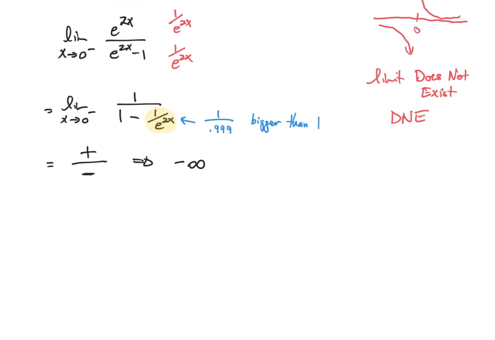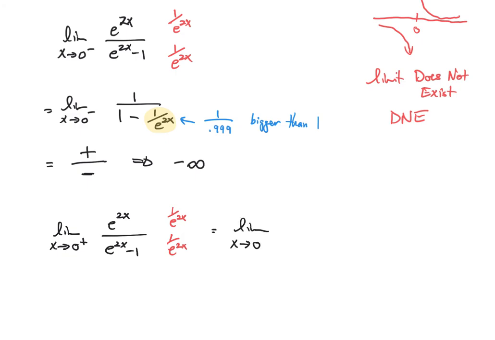Let's take a look and see what happens when I come from the right. So now I'm going to take the limit as x goes to 0 from the positive side, e to the 2x over e to the 2x minus 1. Just as before, I multiply top and bottom by 1 over the highest term in the denominator. And just like before, I'm going to get the limit as x goes to 0 from the positive side of 1 over 1 minus 1 over e to the 2x.